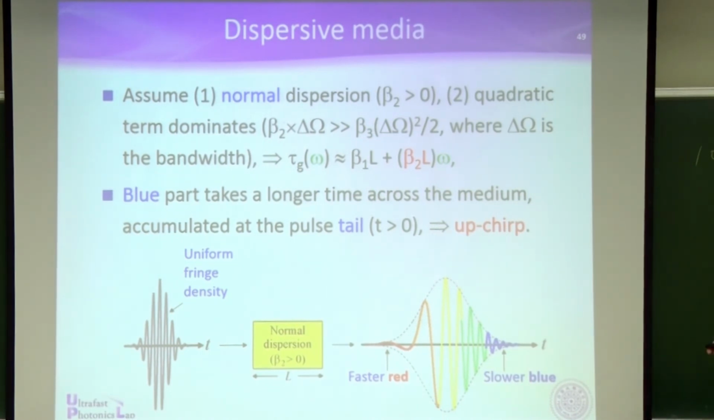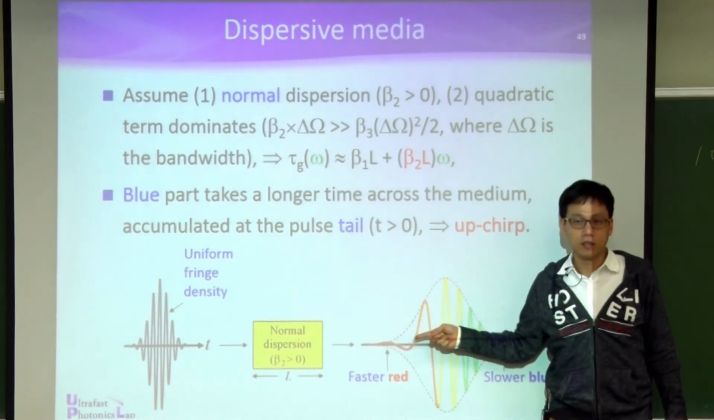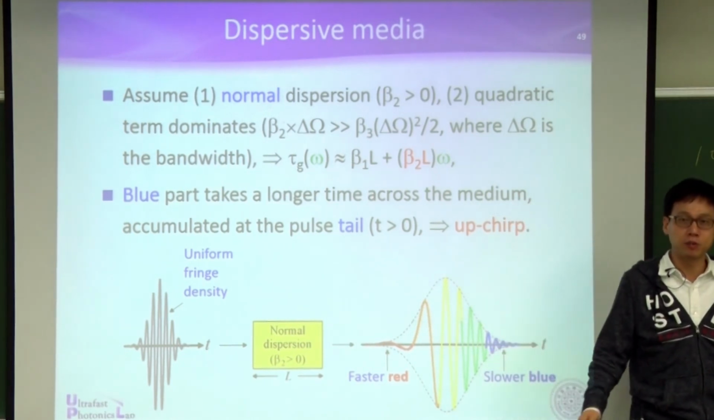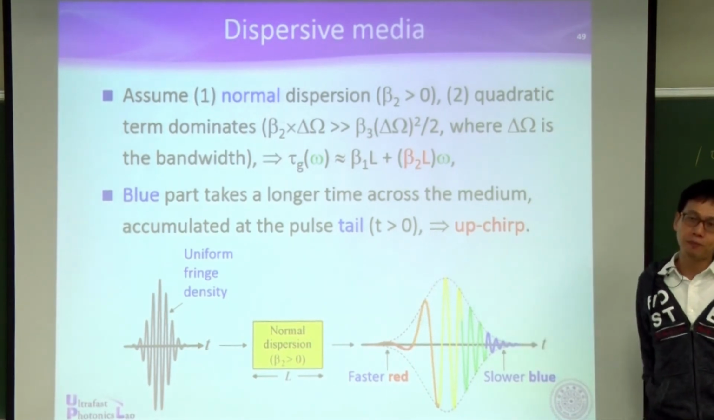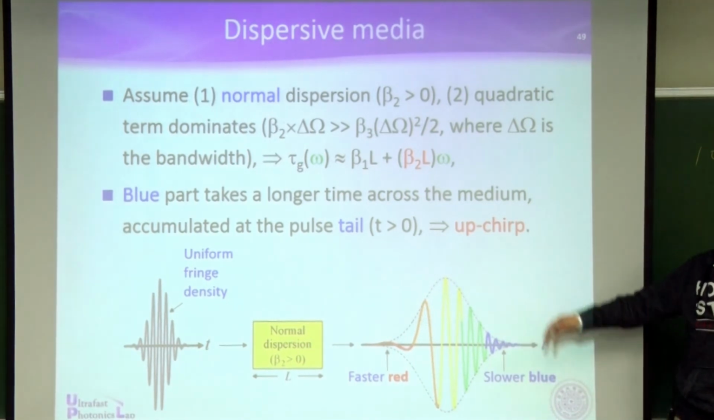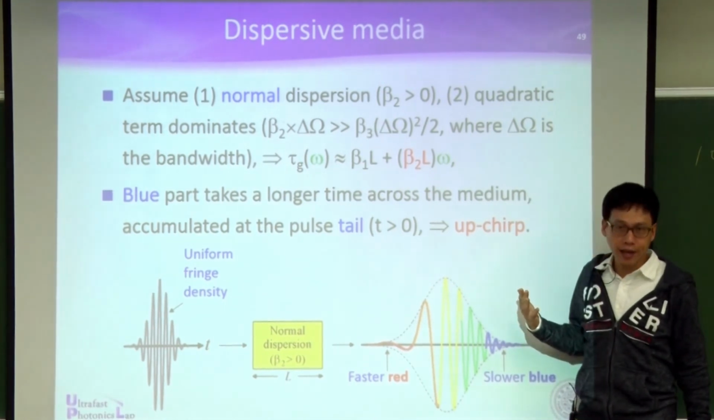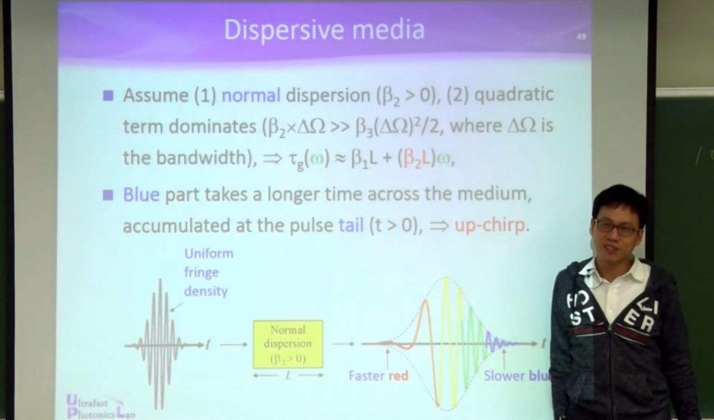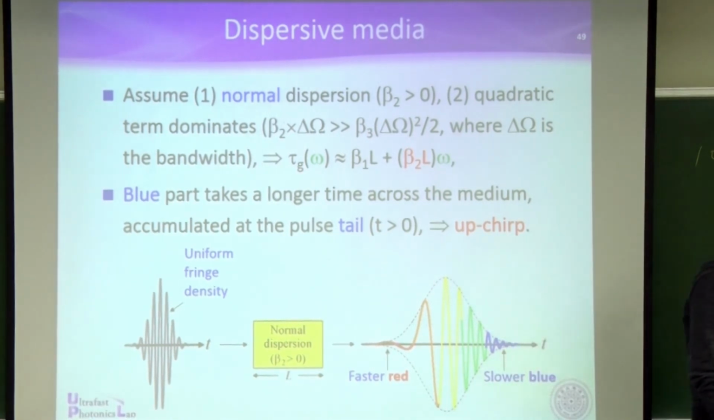Okay? So this is time axis. The later time means the tail. The earlier time means the lead. Okay? So you have an up chirp. Your local frequency or fringe density increases with time. Okay. That's the case of normal dispersion. And conversely, if your beta 2 is negative, you have something different. You have down chirp if your beta 2 is negative.